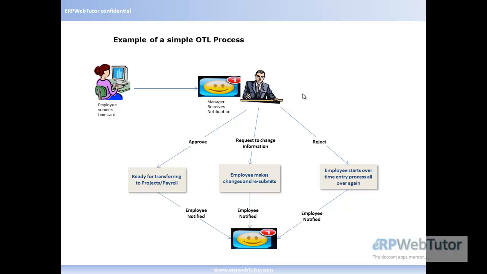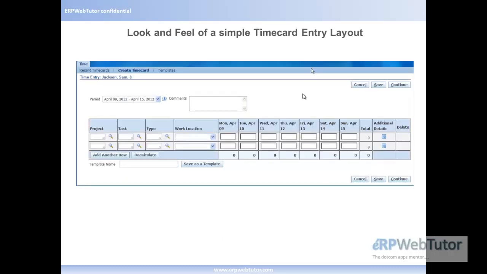So this is again a very high level diagram of the OTL process. Now this is a look and feel of a simple time card entry layout. As you can see on the top, you have the period for which you are entering the time. If it is bi-weekly or weekly, depending on that, you will see the days that belong to that period appear on the right. So you can see in here on the right hand side, the bottom section, you are seeing all the days for the period that you're seeing on top, which is April 9th to April 15th.